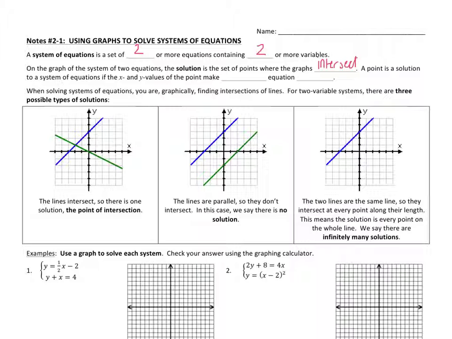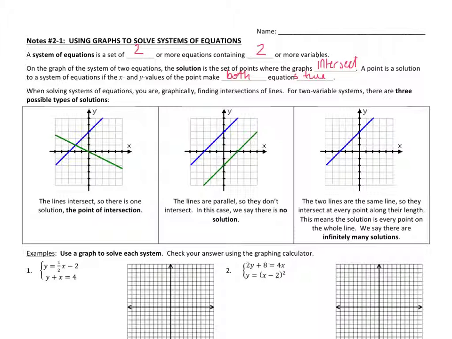A point is a solution to a system of equations if the x and y values of the point make both equations true. When solving systems of equations, you're graphically finding the intersections of lines.